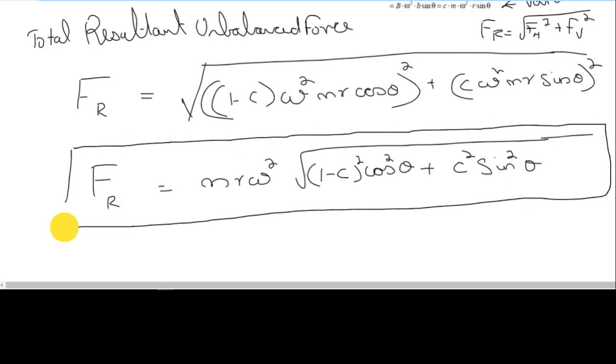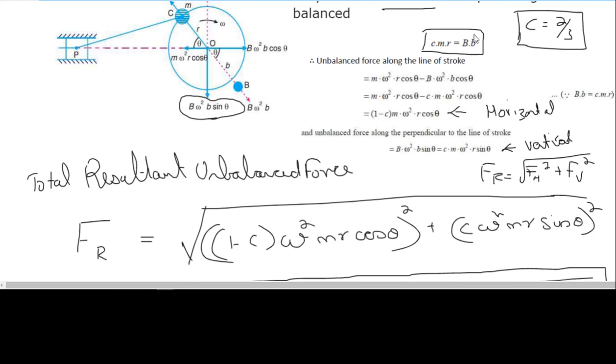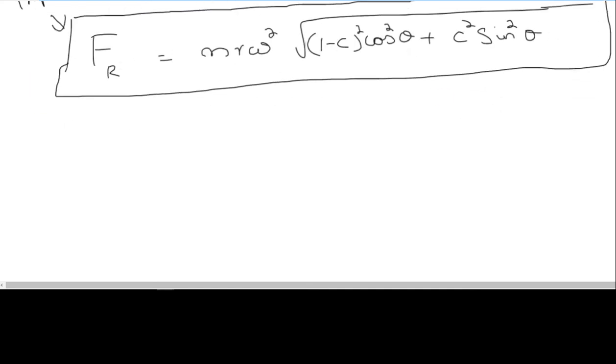This equation is important. So three things you have to remember. One is we only take a fraction of the reciprocating masses. Normally it is 2/3, but in numericals it will be specified. So we should take c m r is equal to b B. This is also important for your numericals. Then we should learn this equation. This is the horizontal component along the line of stroke, and this is the vertical component perpendicular to the line of stroke, and the resultant will be the square root of those squares. This is also important.